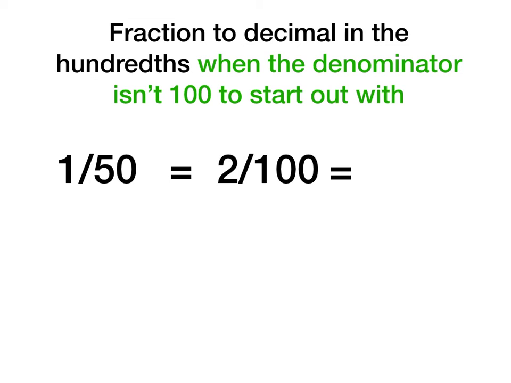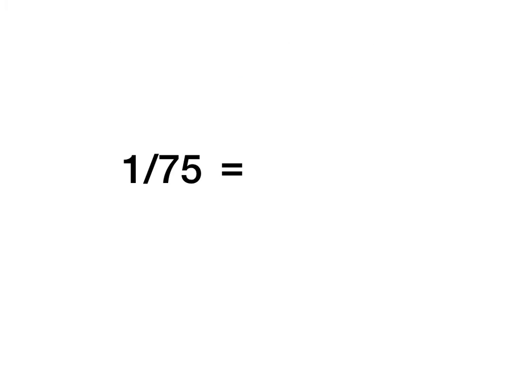Right, 2 over 100. Now that we have this nice and easy to work with fraction, 2 over 100, how would we take this fraction and turn it into a decimal? Think about what we've learned so far. 2 over 100. Well, it becomes 2 hundredths, or 0.02. Right?